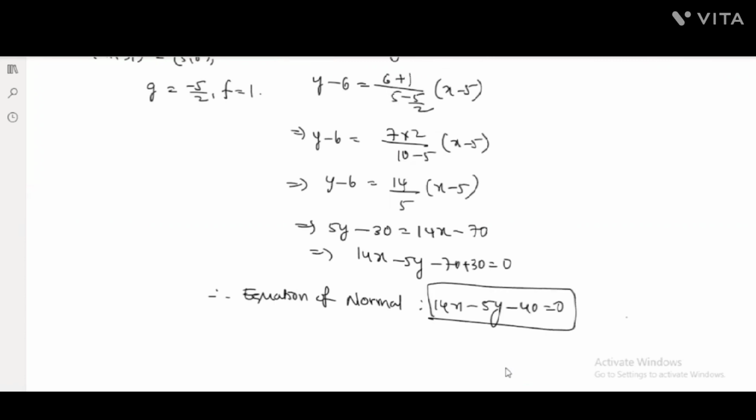So this is the equation of normal. How can we find? Okay, right. So next we will see length of tangent from a point to a circle. So we'll see next topic, length of tangent.